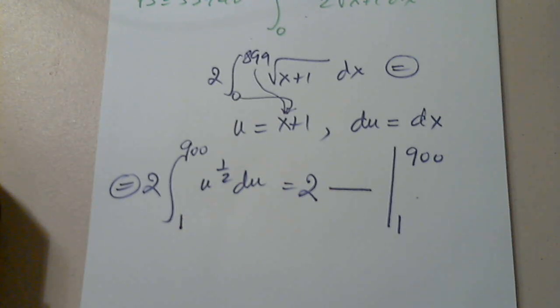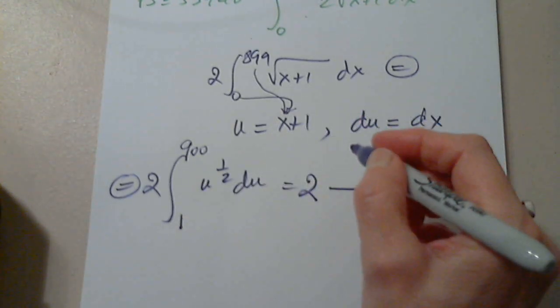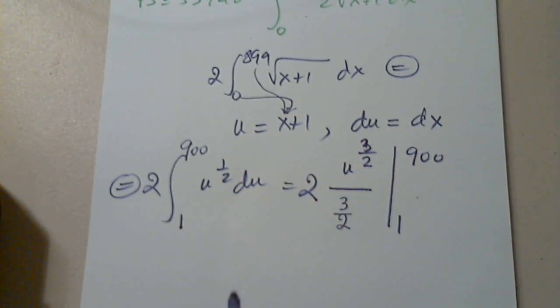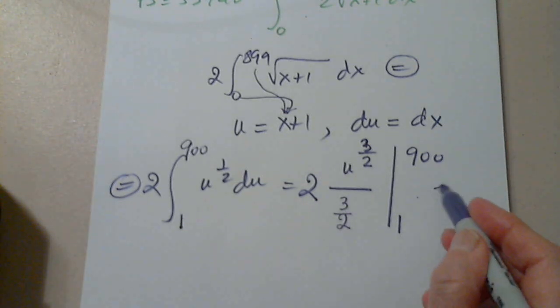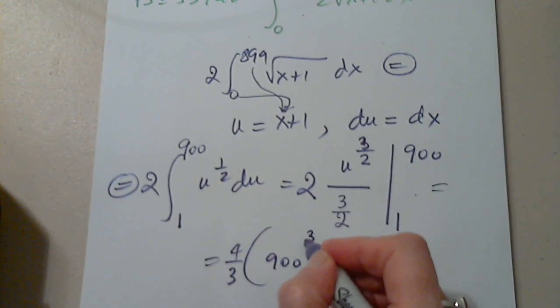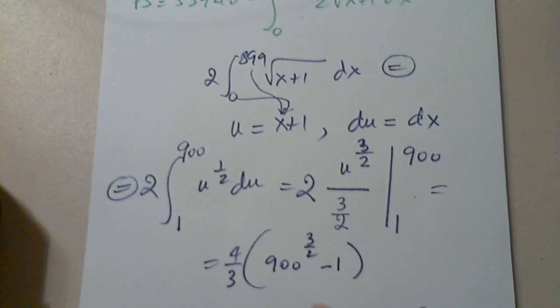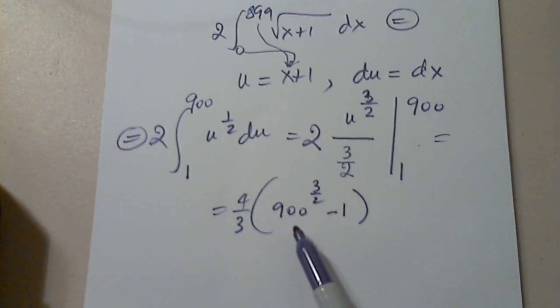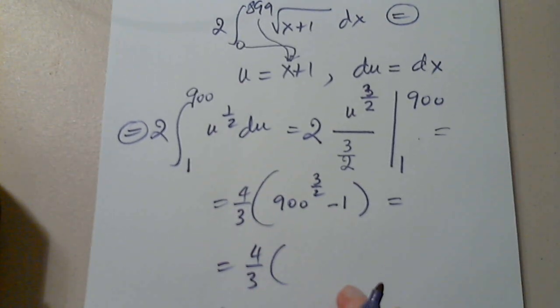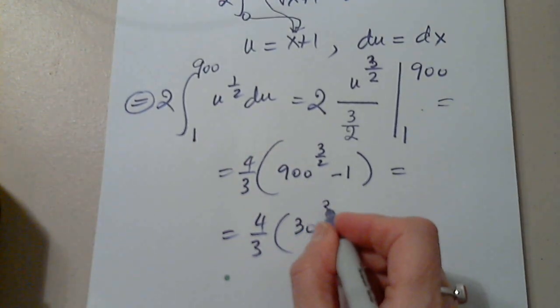Would it be x plus 1? You mean u to 1/2 plus 1 over 3/2. So the rule says we have to add 1 to the power, and whatever we get, we have to divide by it. So I flip, and this is 4/3. I plug in 900 to 3/2. Minus when I plug in 1 is the same thing. This is the square root of 900, which is 30. 30 raised to the 3rd power. So 4/3 times 30 raised to the 3rd power minus 1.